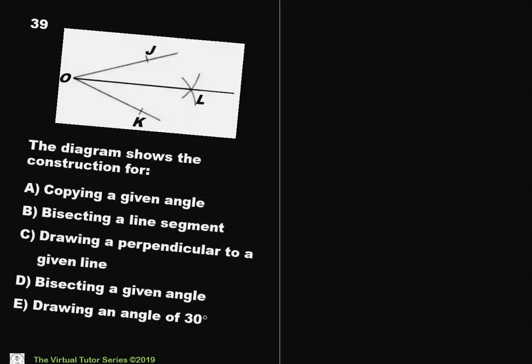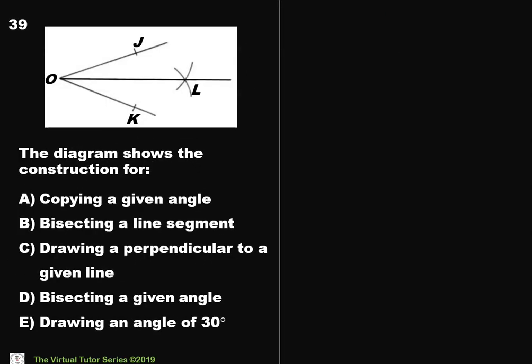Question 39. The diagram shows the construction for... Solution. The diagram obviously shows the construction for the bisection of a given angle. Therefore, option D is the correct answer.